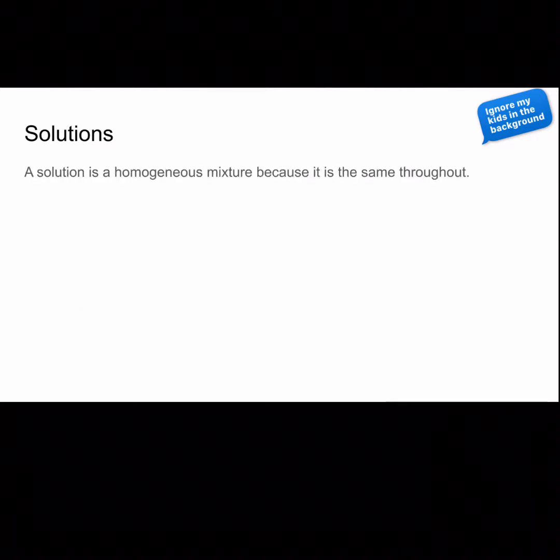A solution is a homogeneous mixture because it is the same throughout. Homo means same, so a solution is going to look the same throughout the entire mixture. You can't see little differences in it.